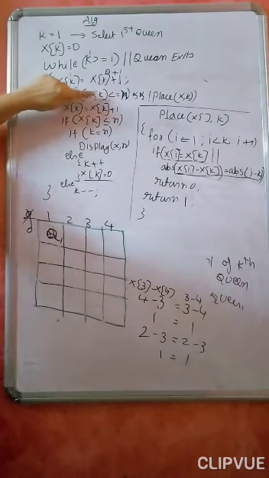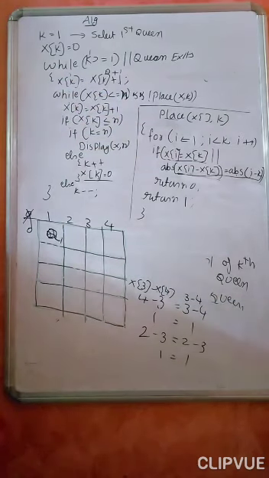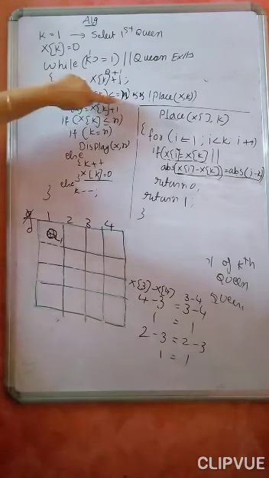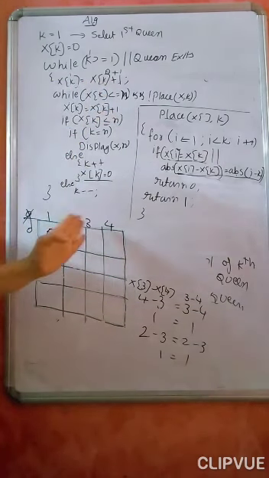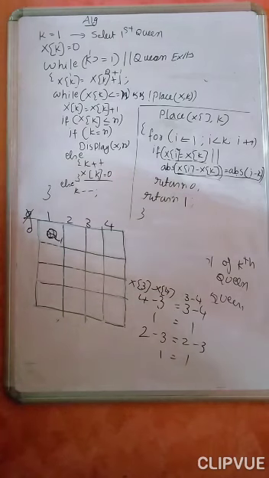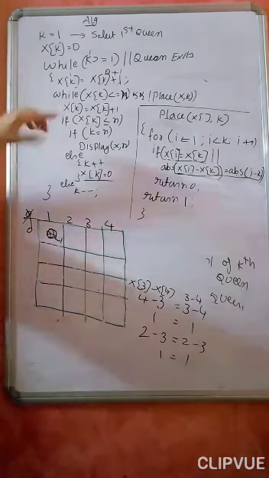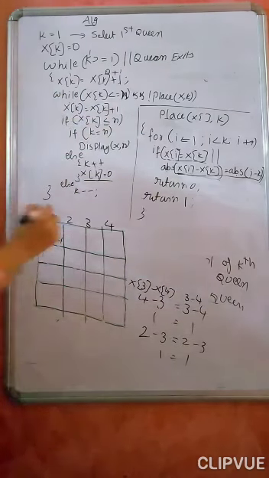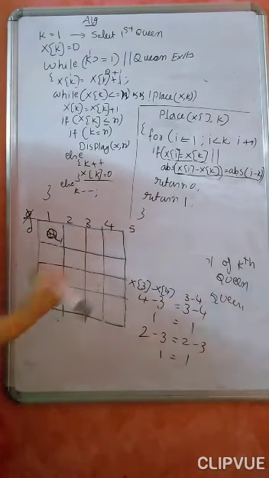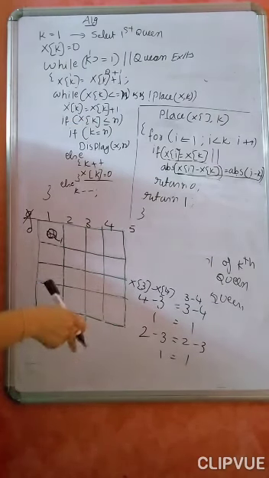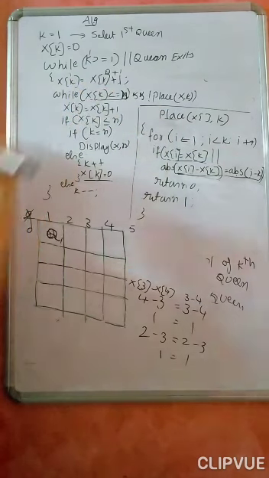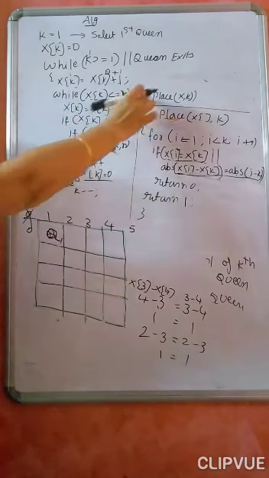Now x of k is less than or equal to n. So x of 1, what is that? 1. 1 is less than or equal to n. n means how many queens? That is n. That means we should not place any queen in the fifth column. That is the reason we are checking this one.